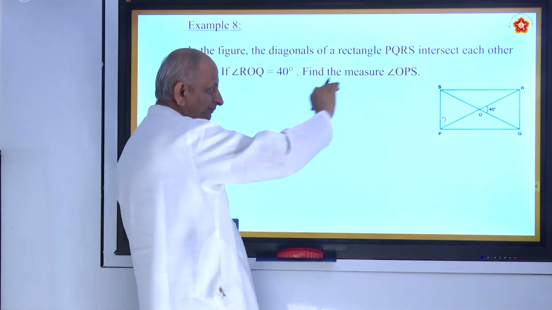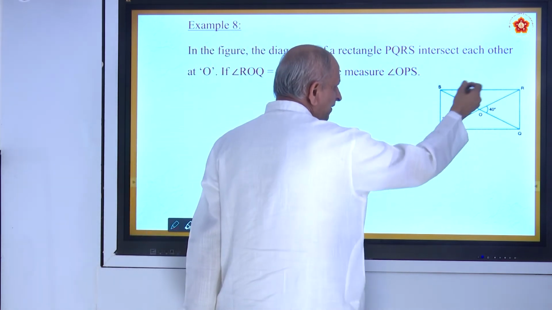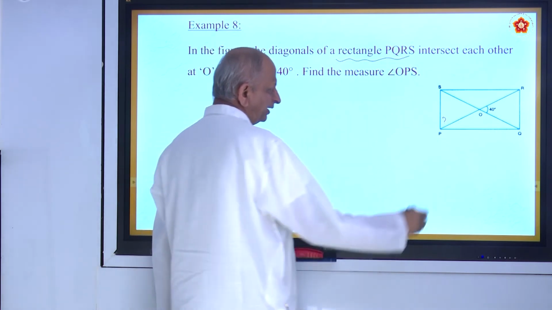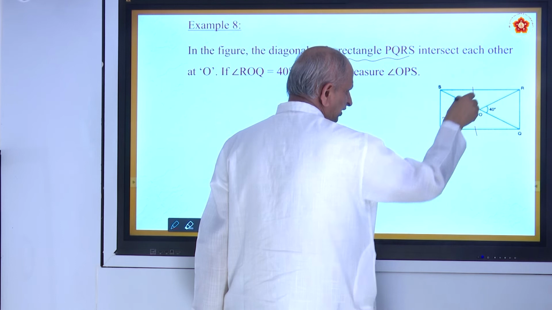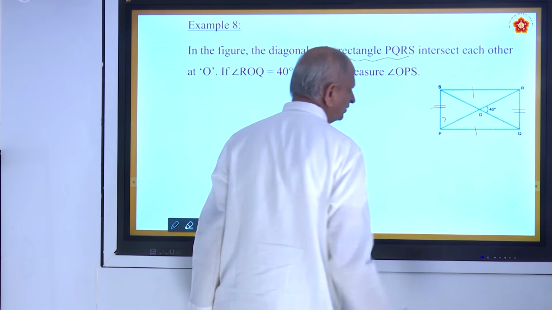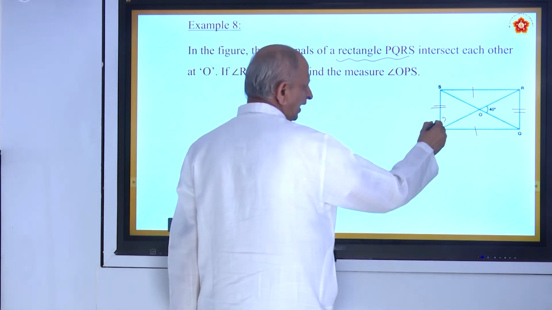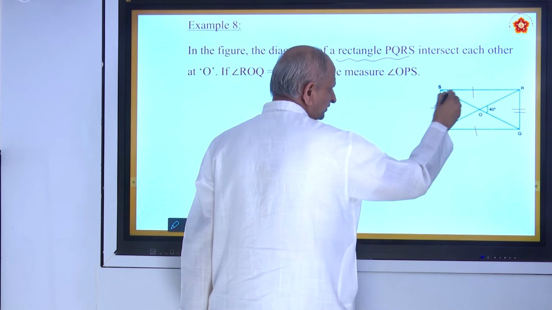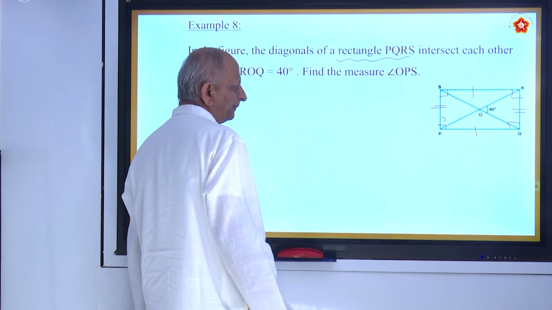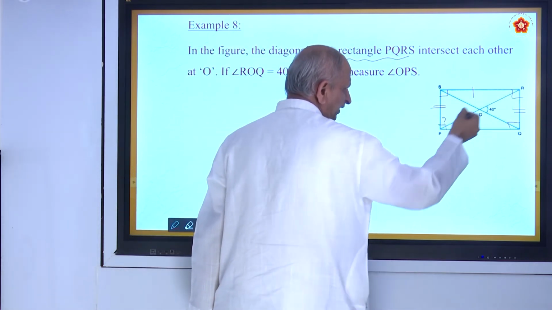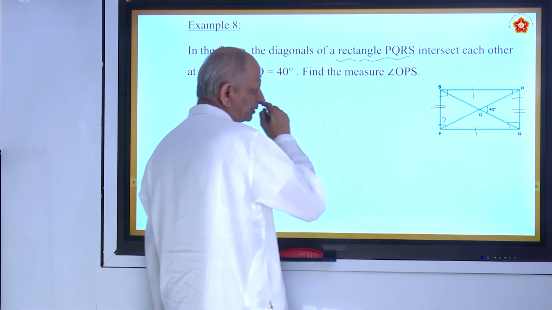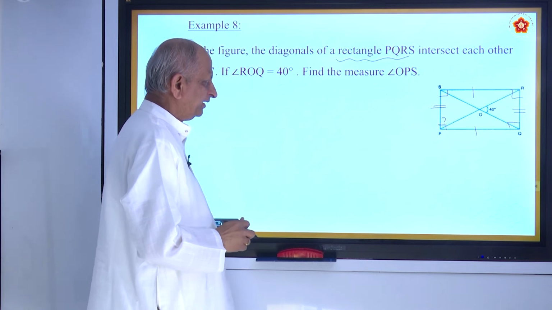So before you start with the problem, you must know properties of rectangle. This is a rectangle. In rectangle, opposite sides are equal. Number 1. These two sides are equal. Number 2. All angles are how much? Right angles, that is 90 degrees. Number 3, the two diagonals are equal, and the diagonals, these are some of the properties of rectangle.